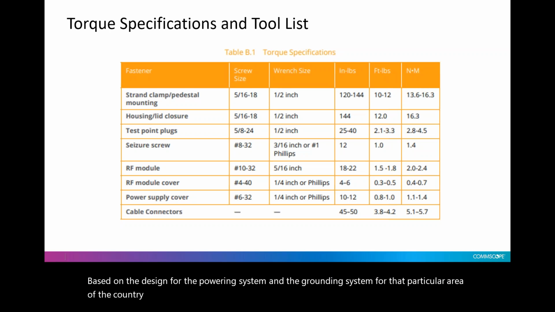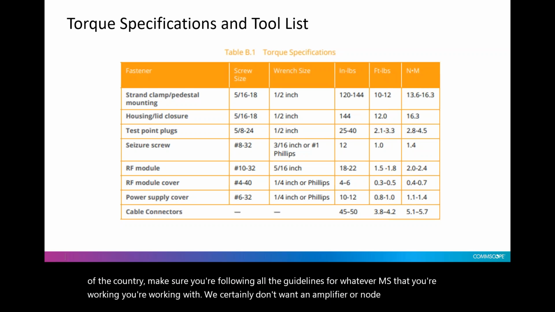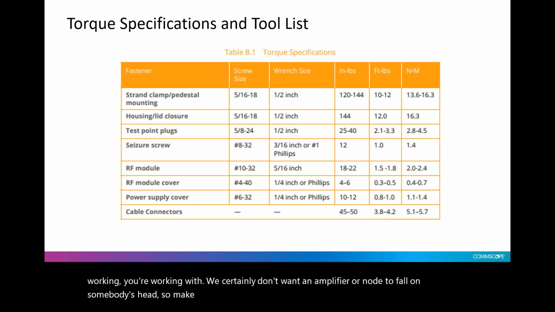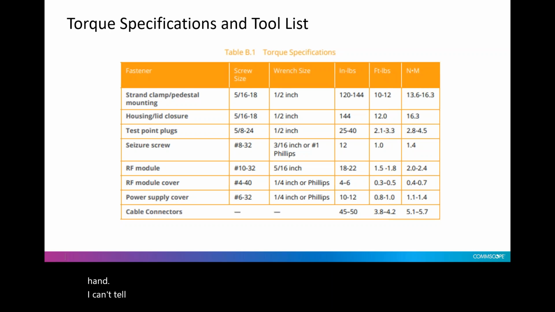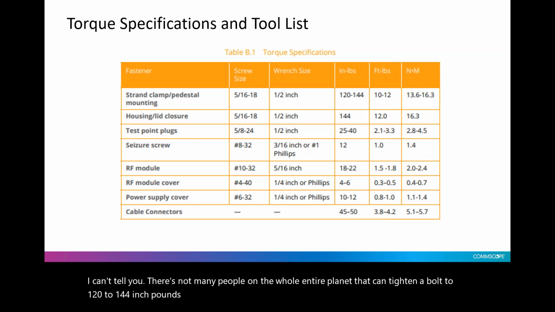Make sure you're following all the guidelines for whatever MSO you're working with. We certainly don't want an amplifier or a node to fall on somebody's head. So make sure you're tightening these things up adequately, not just by hand. I can tell you there's not many people on the whole entire planet that can tighten a bolt to 120 to 144 inch-pounds on all the bolts on this particular amplifier I've been pointing out earlier, which is the mini bridger.